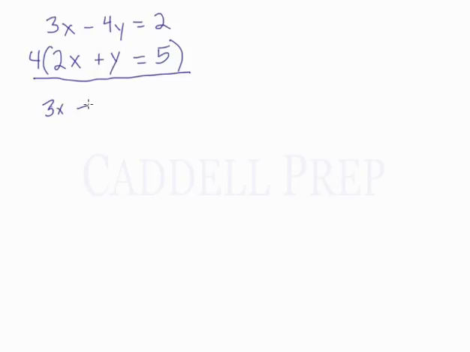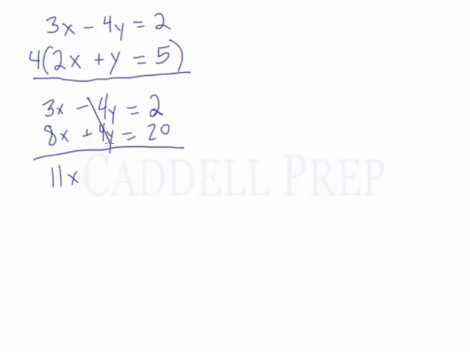We have 3x minus 4y equals 2. And we have to multiply everything by the 4 on the bottom. So this becomes 8x plus 4y. Okay, remember to multiply this side by the 4 also, equals 20. Now we could use elimination. So we add these together. We get 11x, the y's cancel, equals 22. Divide by 11. And we get that x equals 2.